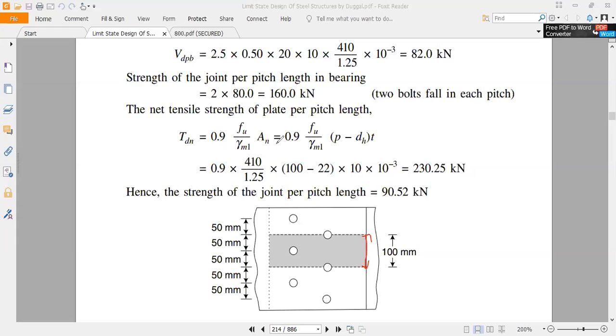What have they taken in the case of An here? An they have considered P minus d h. Why? Okay, that means they have assumed along this line, this is the critical section. Okay, so they have simply assumed a single vertical line, along this vertical line, not this one.